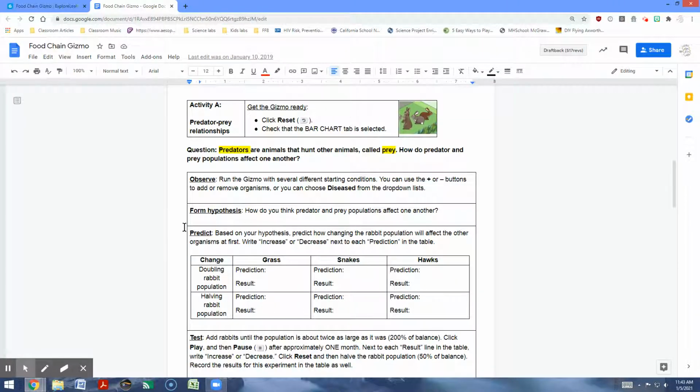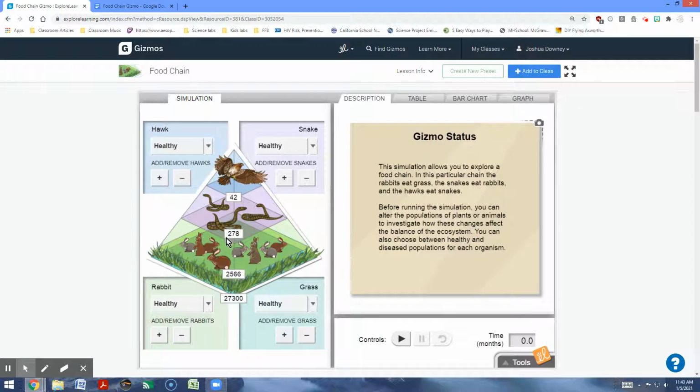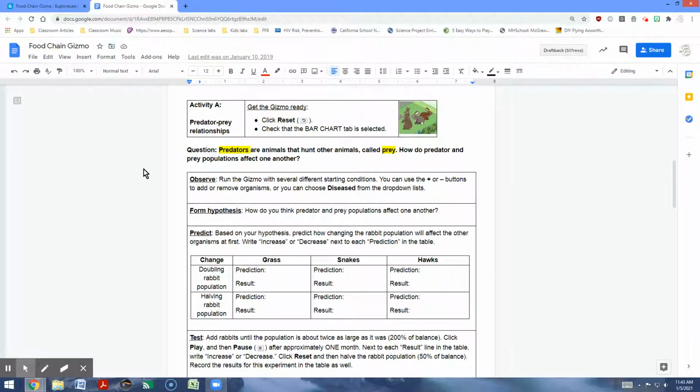Form a hypothesis. How do you think predator and prey populations affect one another? So we can go ahead and look at this, form a hypothesis. How do you think the predators, and we'll say the hawk is probably the biggest predator because they're at the top of the pyramid, how do they affect the others, okay? How does the prey affect them? How does the number of them affect each one? So here we're going to be looking at more predictions. And again, this is our main fundamental in science. Predict. What do we think is going to happen?